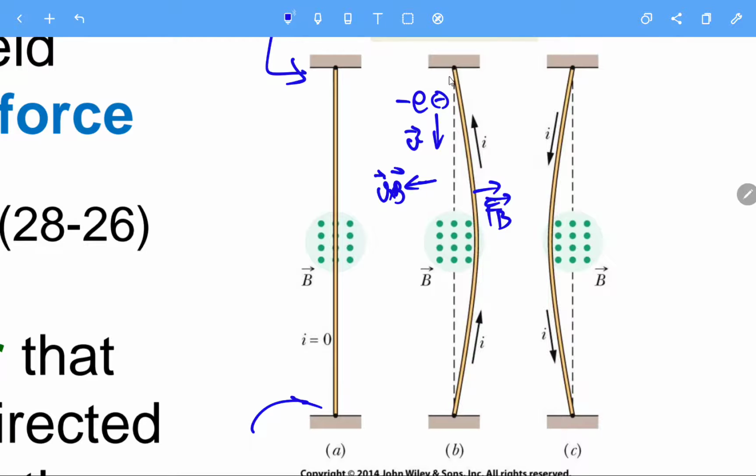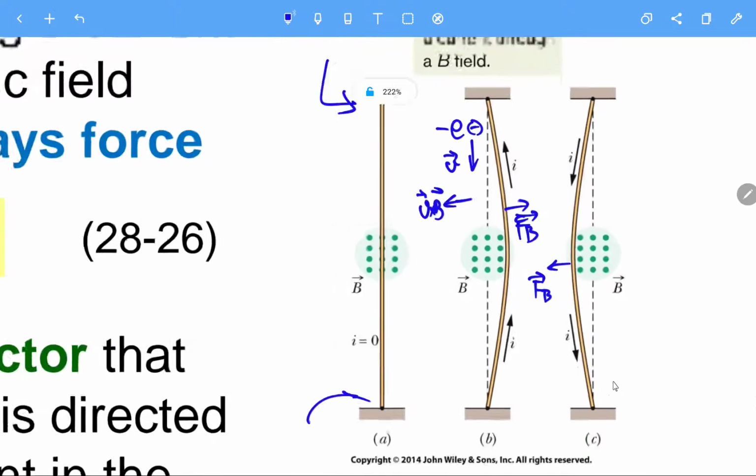That's why, if the current is going from bottom to top, the wire will bend to the right side. And if the current is going from top to bottom, it is the other way around, so the force will be acting to the left side. So the wire will bend to the left side.